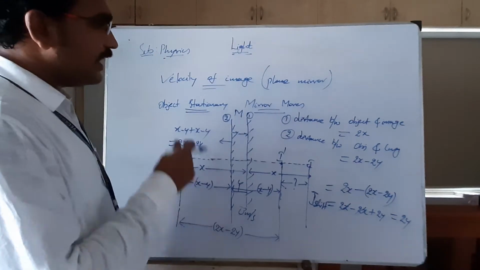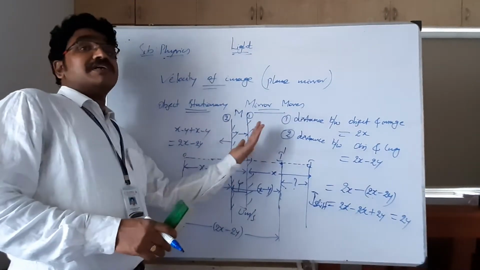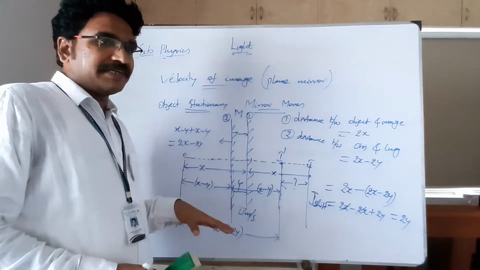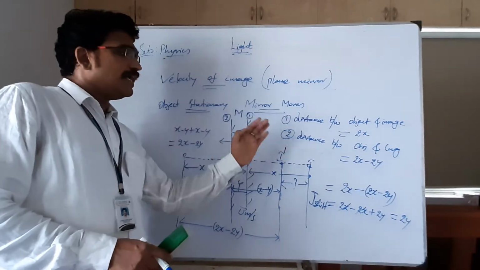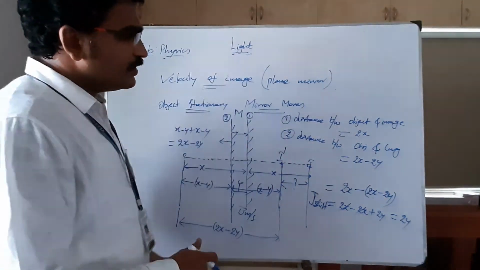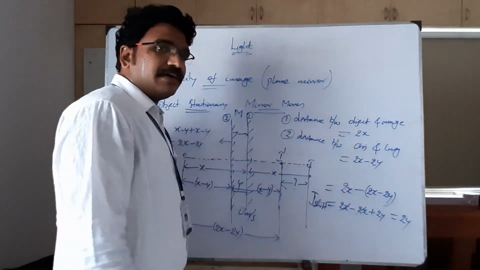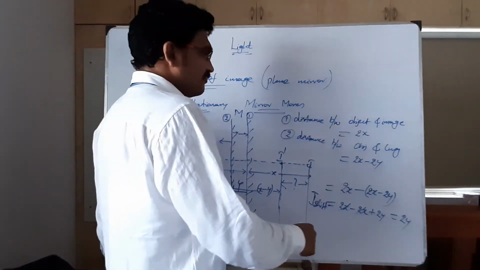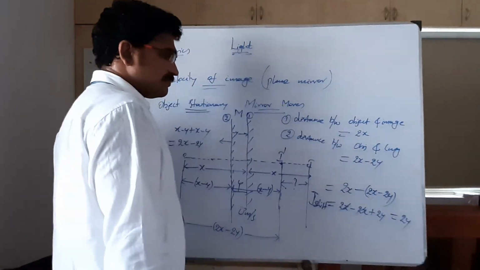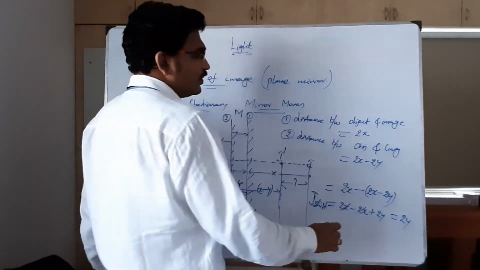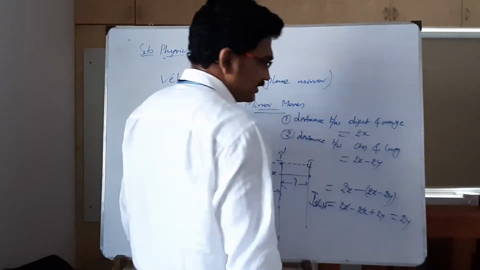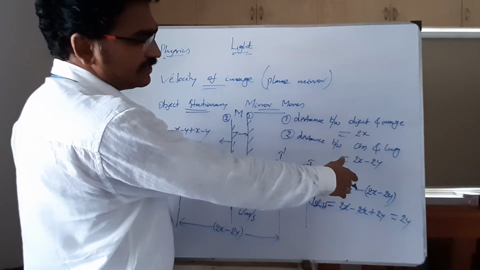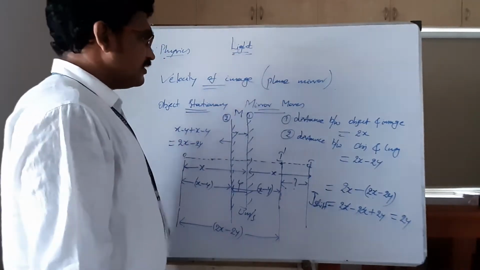Now again, when the mirror moves, the image also moves simultaneously. Means both happen at the same time. When the mirror is moving in this direction, the image also moves in this direction. Both happen at the same time. So if we differentiate the displacement with respect to time, then what are we going to get? If we differentiate, we are going to get velocity.